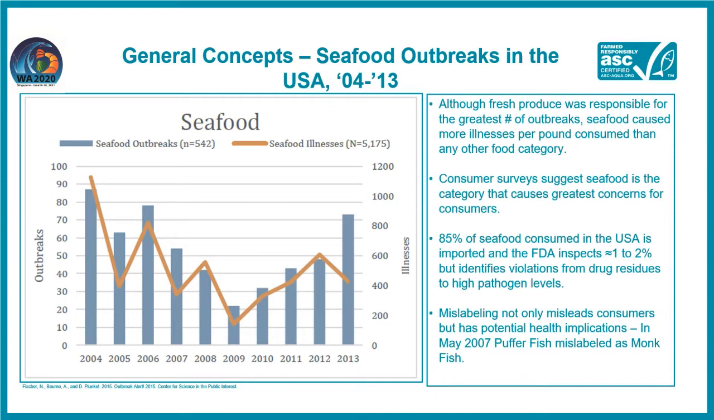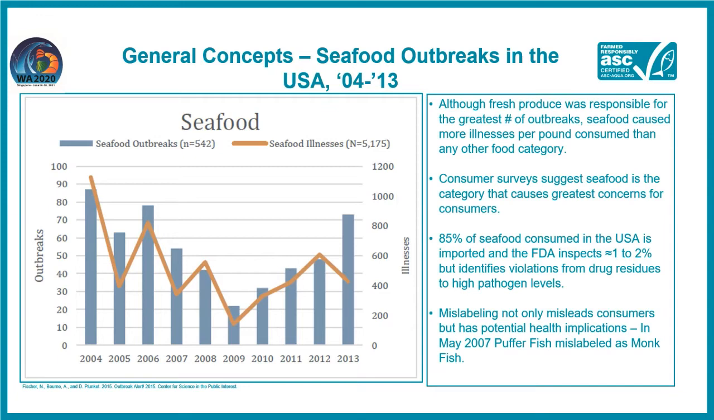Pound for pound, fruit and fresh produce are among the safest foods to eat. However, seafood was assessed to be the most hazardous on a pound for pound basis. A consumer survey found that seafood is the category that concerns consumers the most. Contributing to consumer concerns, 85% of seafood is imported, and the FDA, which inspects only 1 to 2% of those imports, has identified numerous violations from drug residues to excessively high pathogen levels in certain products.